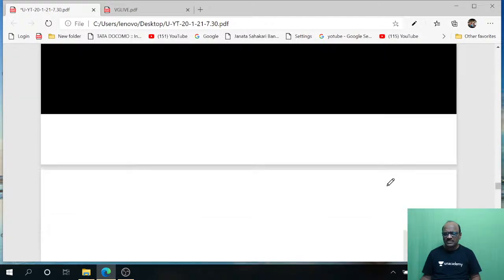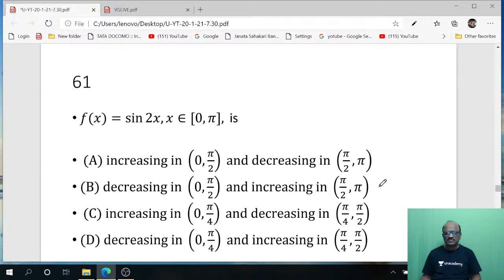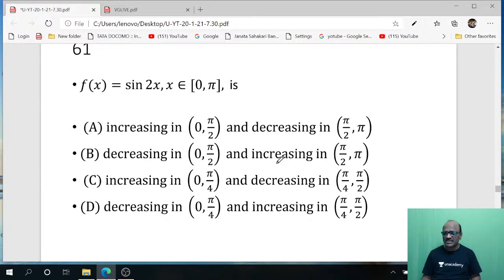Okay, so this is the next question. F of x is equal to sine of 2x, where x belongs to the closed interval 0 to pi. Is it increasing in 0 to pi by 2 and decreasing in pi by 2 to pi, decreasing in 0 to pi by 2 and increasing in pi by 2 to pi, increasing in 0 to pi by 4 and decreasing in pi by 4 to pi by 2, or decreasing in 0 to pi by 4 and increasing in pi by 4 to pi by 2?